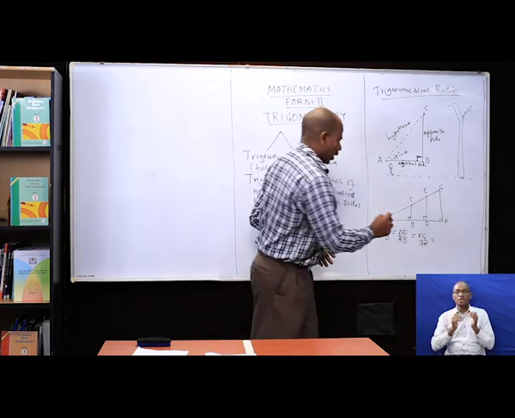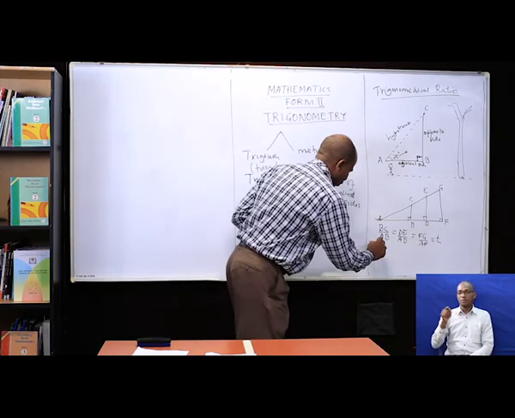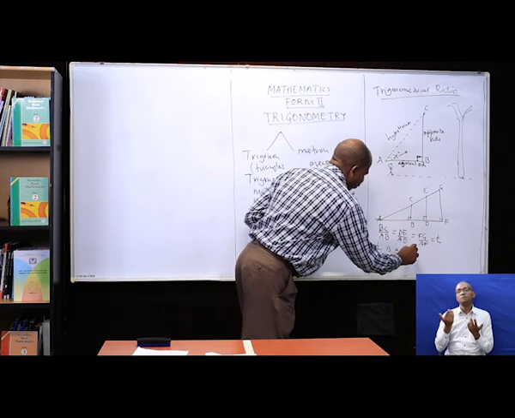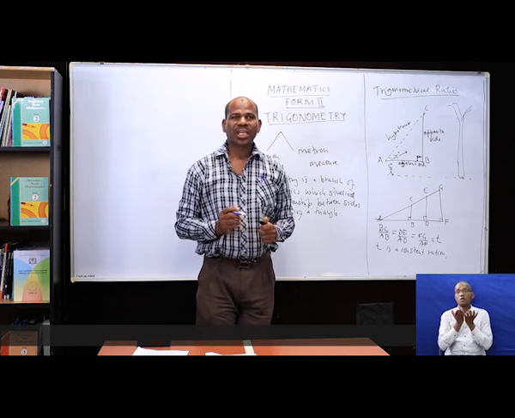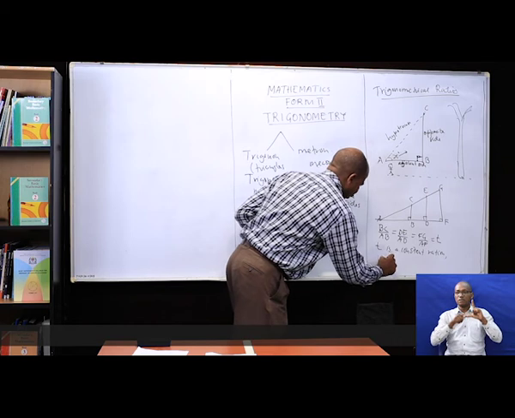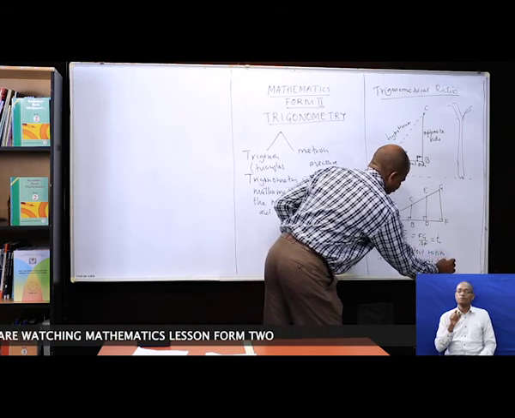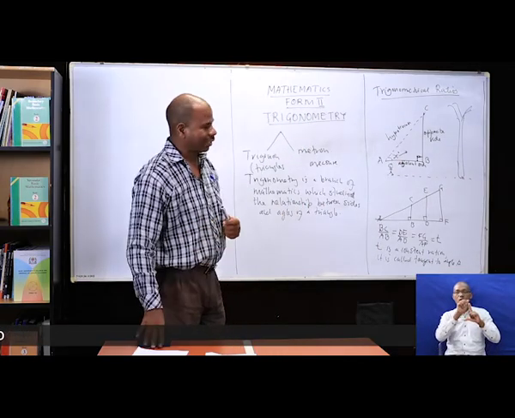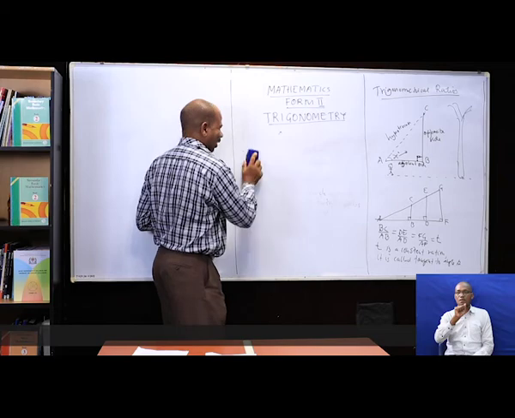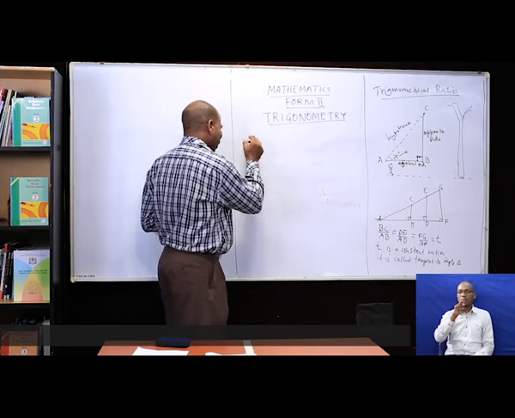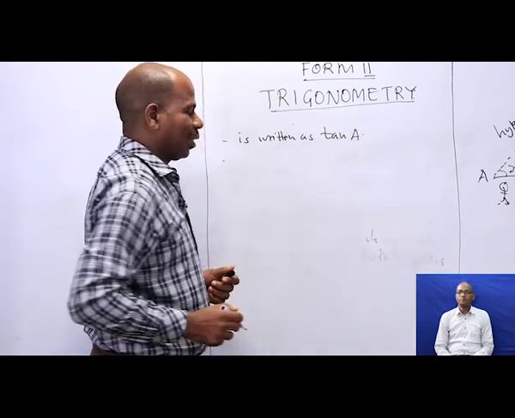And these ratios are equal to, let us say, T, where T is a constant ratio. It is called the tangent to angle A, and normally is written as tan A. So this is ratio number 1.